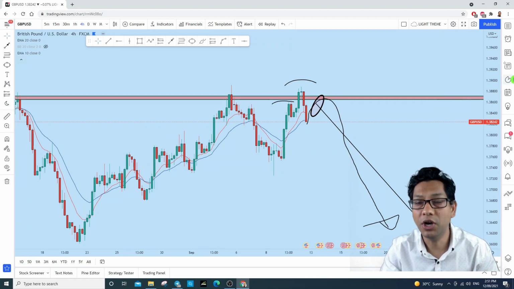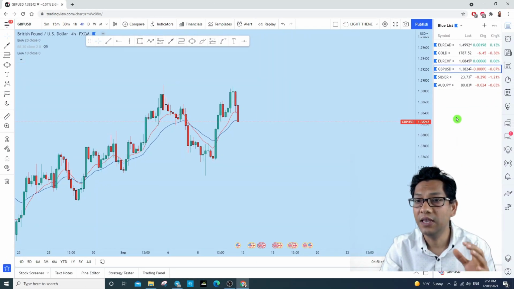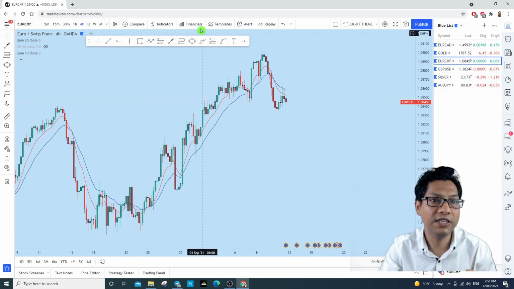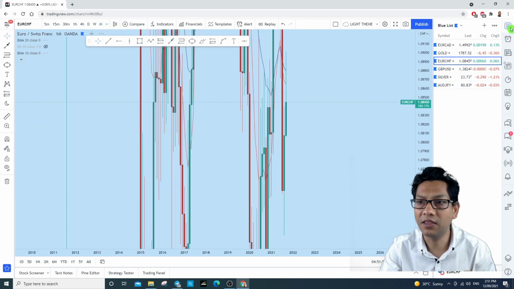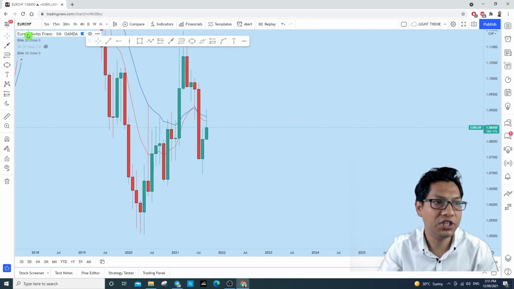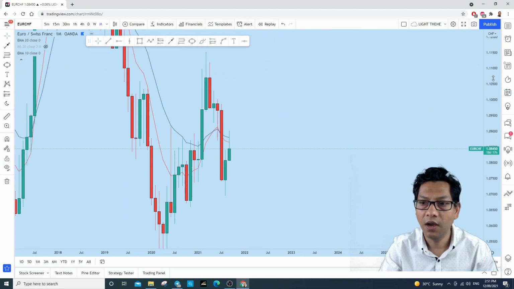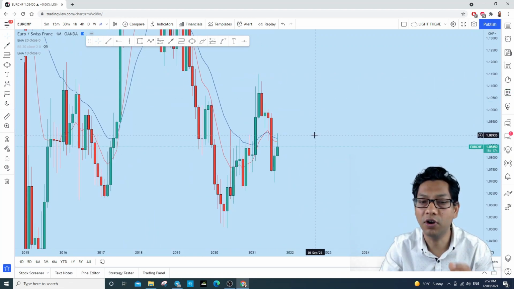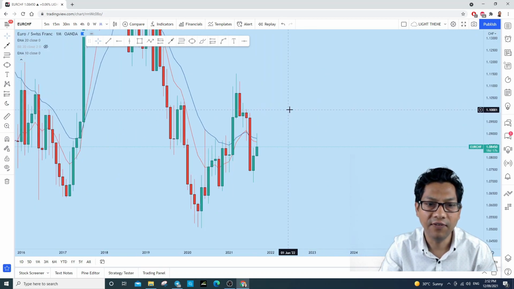Now let's jump onto the next pair that we will be analyzing. The next pair that we will be looking at is EURCHF. So EURCHF, let's see the bigger picture first on the monthly time frame. On the monthly, what we are seeing is that EURCHF, after this big move to the downside, has gone for a retracement.